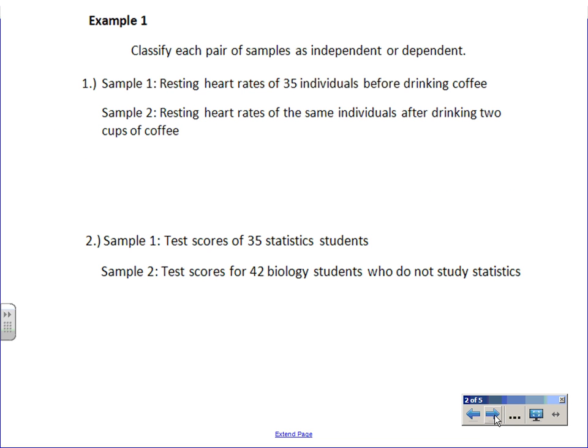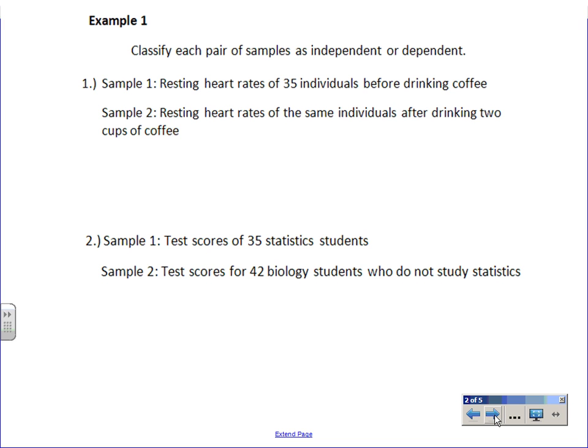So let's just make sure. So let's classify each pair as independent or dependent. So here we go, number one, there's two samples. So sample one is the resting heart rate of 35 individuals before drinking coffee. Sample two, resting heart rates of the same individuals after drinking 2 cups of coffee. Are those dependent or independent? Okay, what makes it dependent?